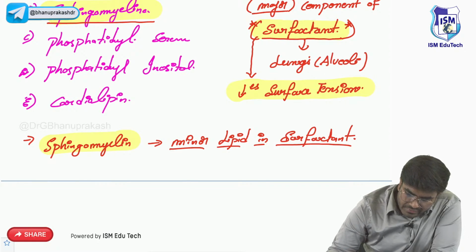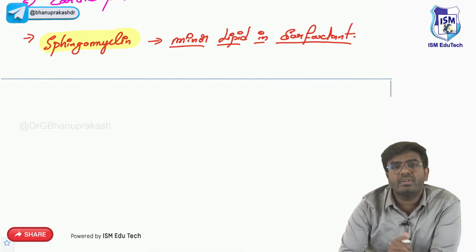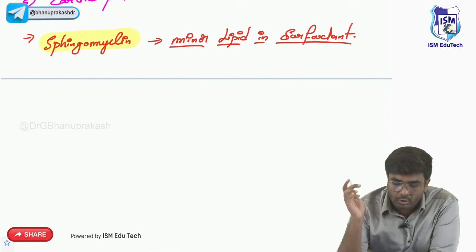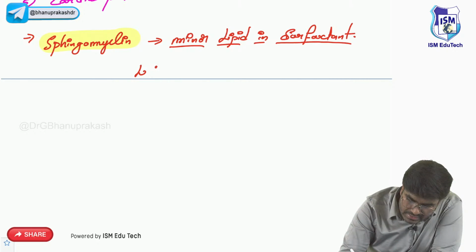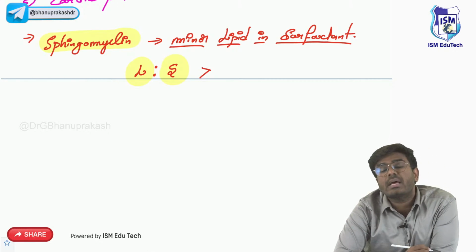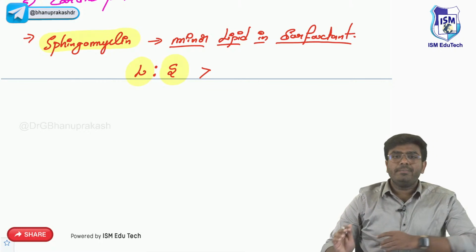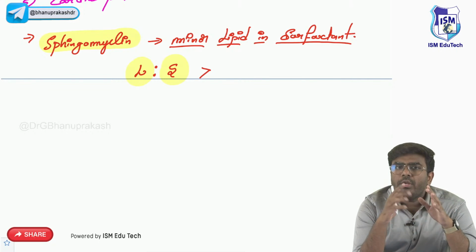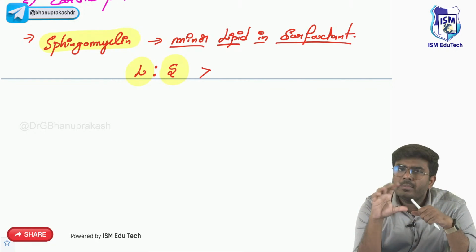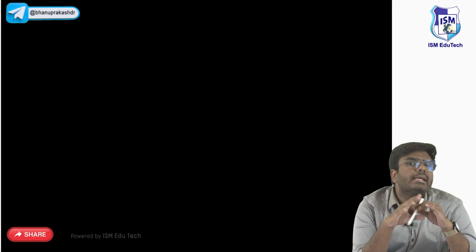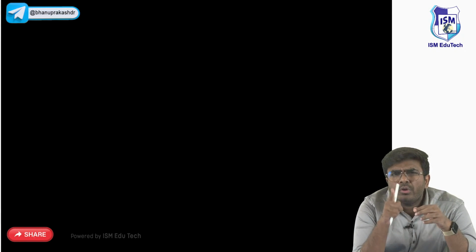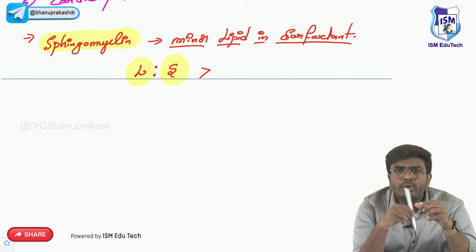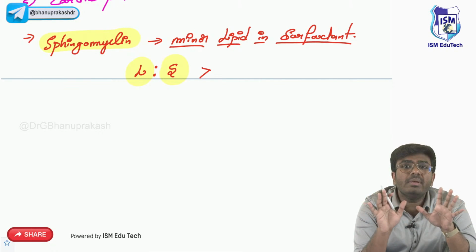Now, there is one important MCQ which keeps coming in the exams: the lecithin to sphingomyelin ratio. Especially, we use this ratio to know whether the fetal lungs are matured or not. During pregnancy, try to understand, where exactly is the baby? The baby is present inside the uterus, the mother's womb. Now, do you think the baby is breathing? No, the baby is not breathing.